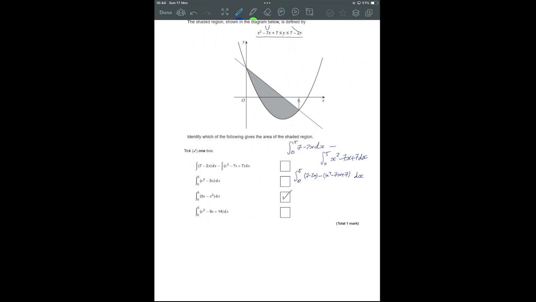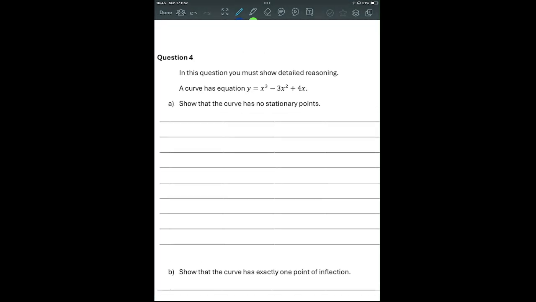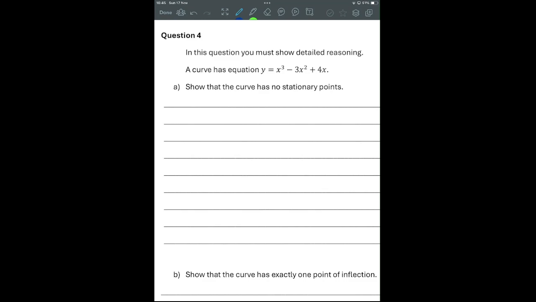Okay, if we move on to now the long answer questions. So question 4, we must show detailed reasoning. That's just a cheat they have so that you don't sketch it in your calculator and use your calculator function modes to just write down the stationary points. We actually need to show it. We want to show it has no stationary points.